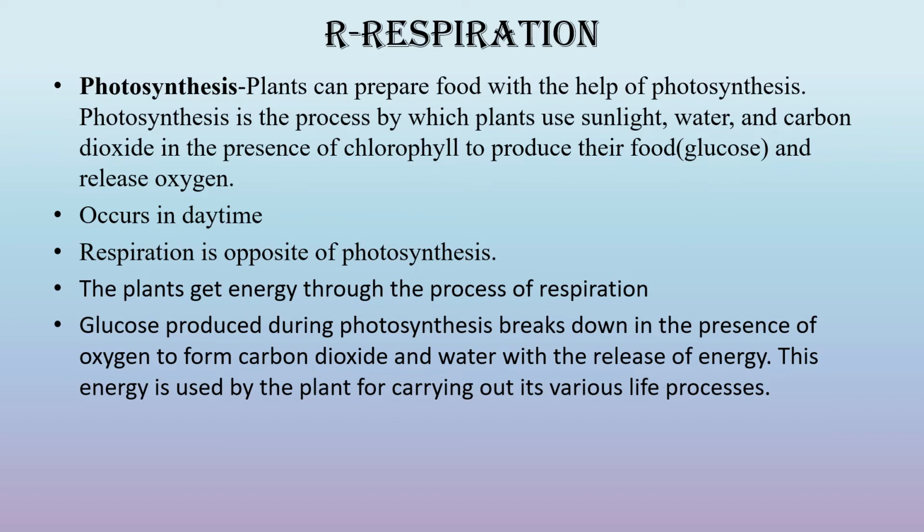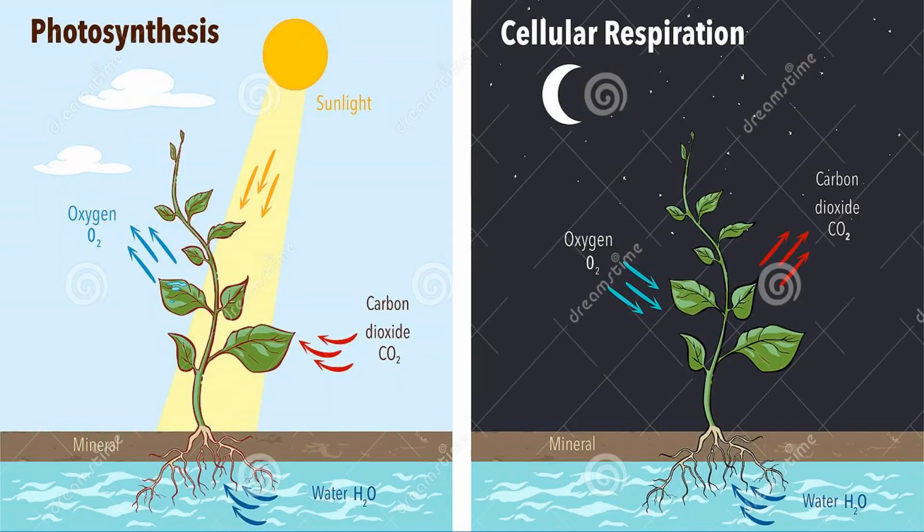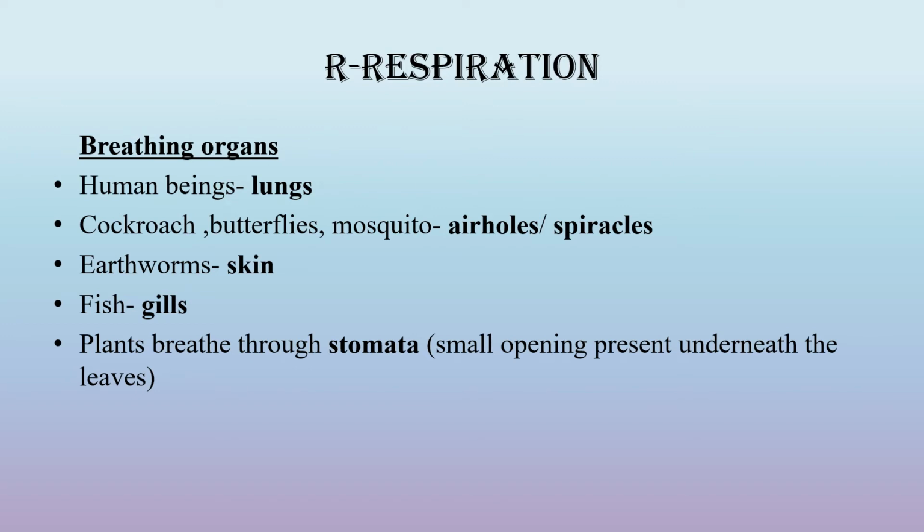So, respiration. Respiration is actually the opposite of photosynthesis. In respiration, the end products of photosynthesis, that is glucose and oxygen, are used to produce energy for the plant, and it releases carbon dioxide. This respiration happens throughout the day and night. So photosynthesis is the opposite of cellular respiration. Respiration is also a breathing process. So living things can respire.